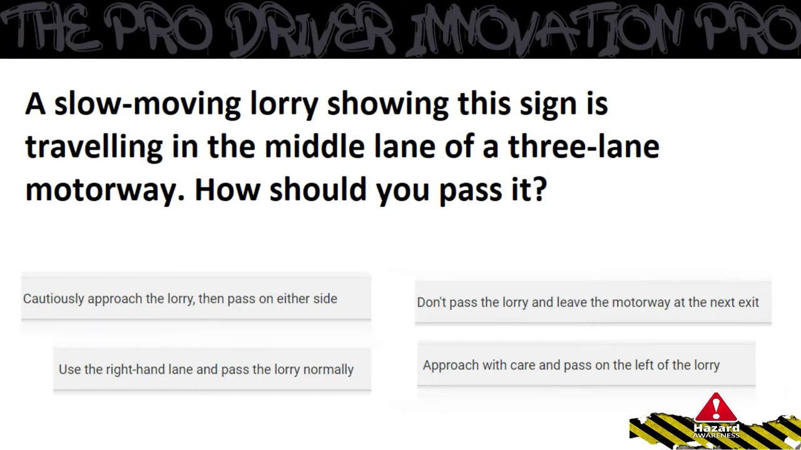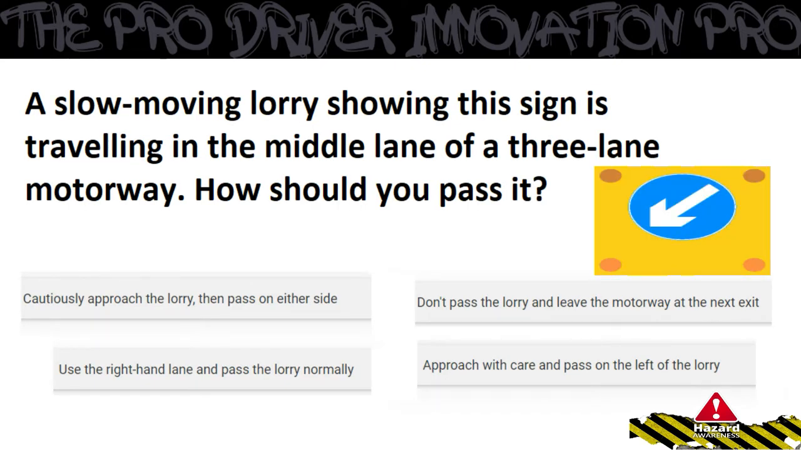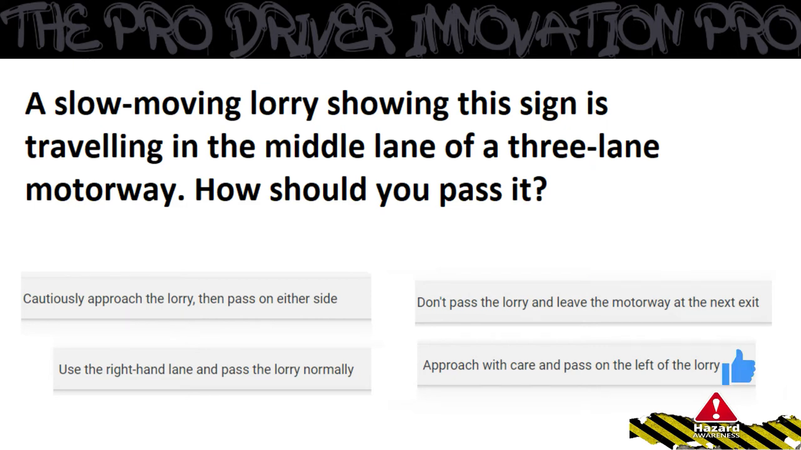A slow-moving lorry showing this sign is traveling in the middle lane of a three-lane motorway. How should you pass it? Cautiously approach the lorry, then pass on either side. Don't pass the lorry and leave the motorway at the next exit. Use the right-hand lane and pass the lorry normally. Approach with care and pass on the left of the lorry.